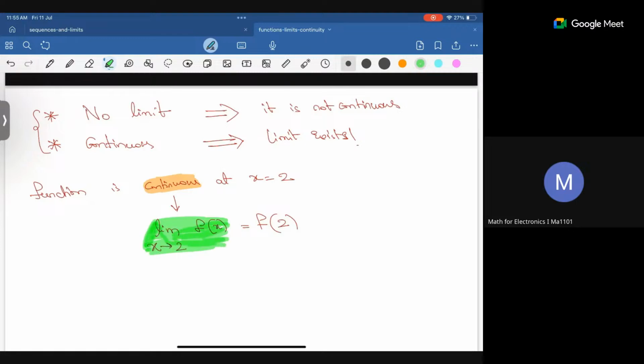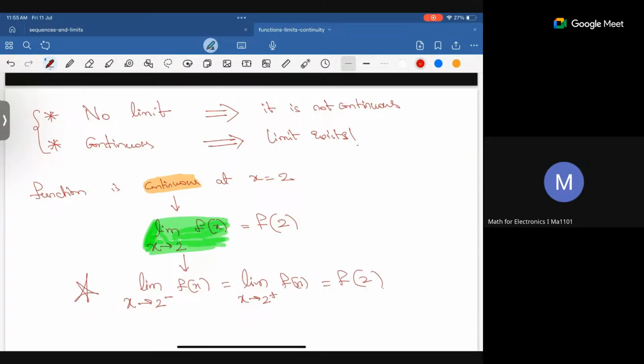Okay, so this exists. This exists means the left hand limit is equal to the right hand limit is equal to the function value. So whenever we say continuous, this is what we mean.